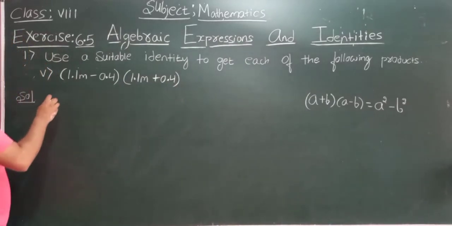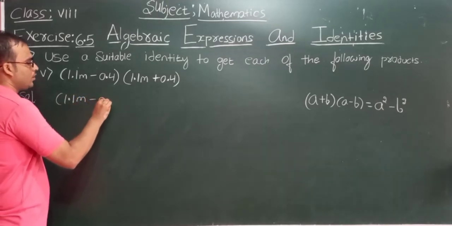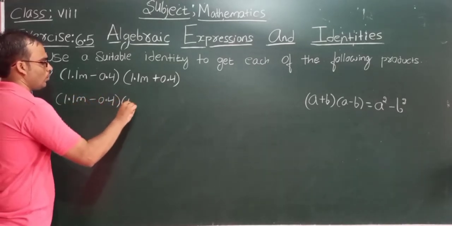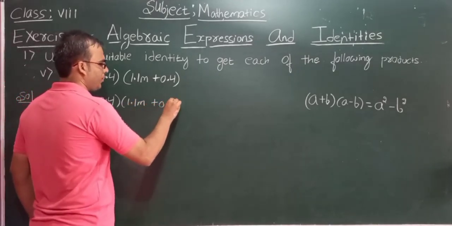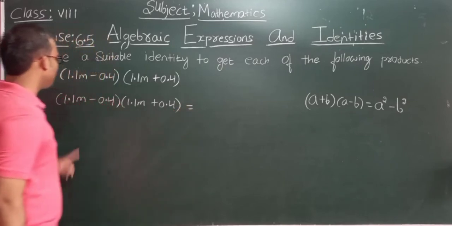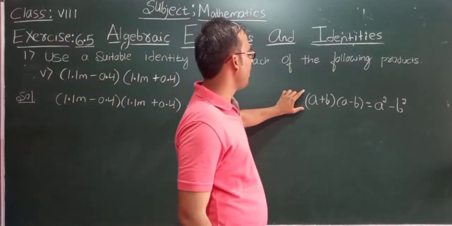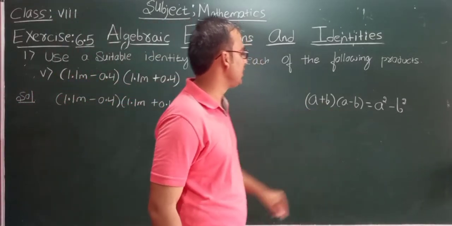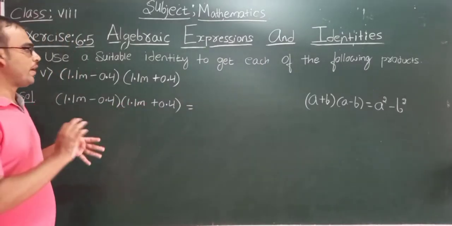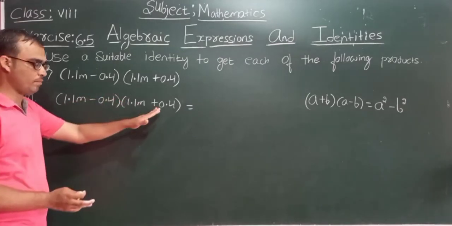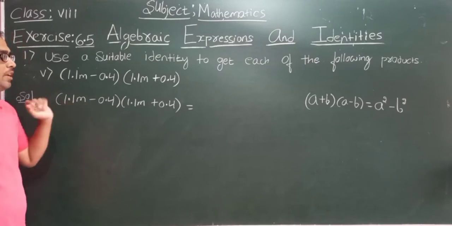Now just write here: 1.1m minus 0.4 into 1.1m plus 0.4 equals a plus b into a minus b. Don't get confused: in this formula first plus is there, next minus, but here first minus is there, next plus. Whatever it may be, you can get first minus next plus, or first plus next minus. Overall, in general, it is of the form a plus b into a minus b.